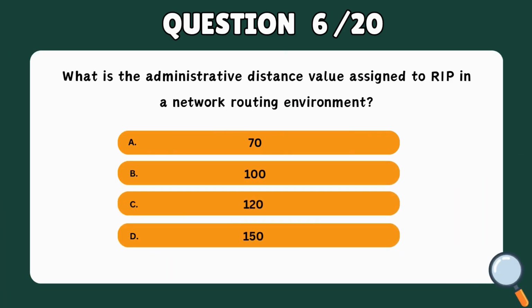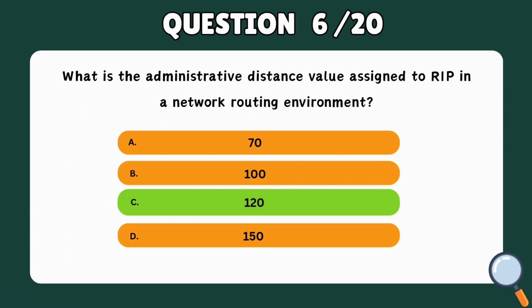Question 6. What is the administrative distance value assigned to RIP in a network routing environment? A. 70. B. 100. C. 120. D. 150.